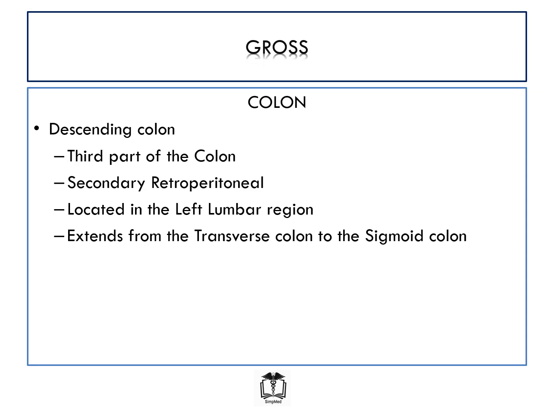Let's talk about the third part of the colon, which is the descending colon. It is also secondary retroperitoneal in classification, just like the ascending colon. So it has peritoneum that is surrounding it anteriorly, but not posteriorly. It is located in the left lumbar region, so it's just homologous to what we see on the right side of the abdomen. And then finally, it extends from the transverse colon above it to the sigmoid colon below it.